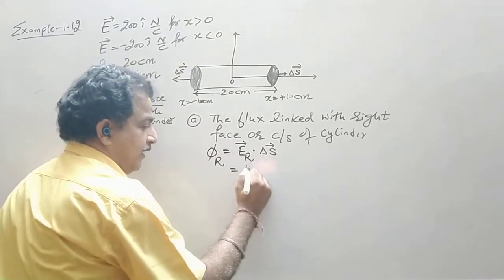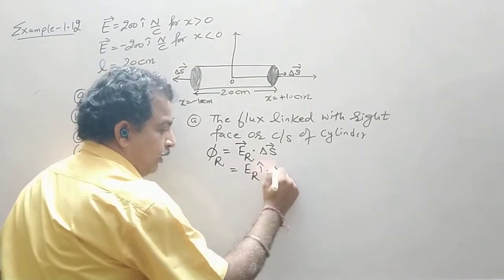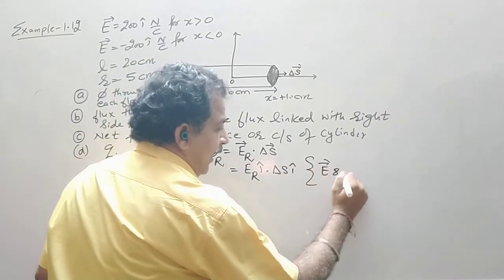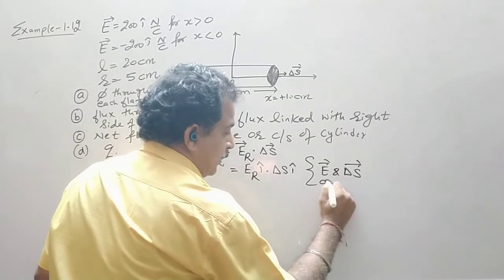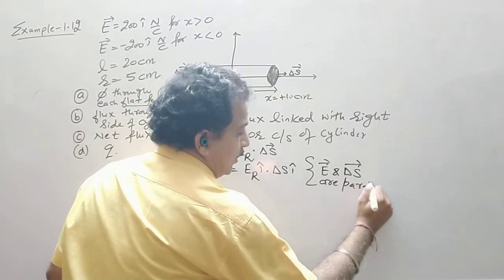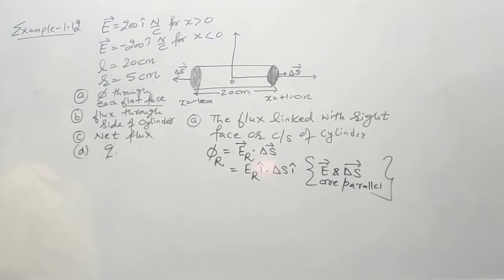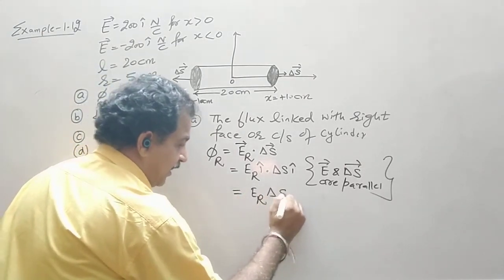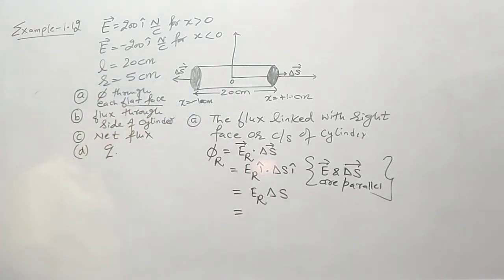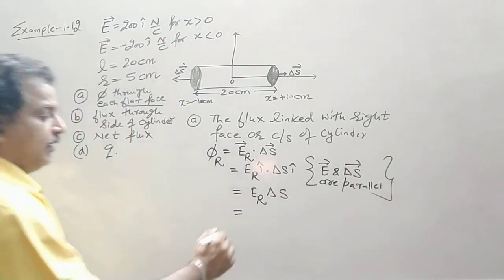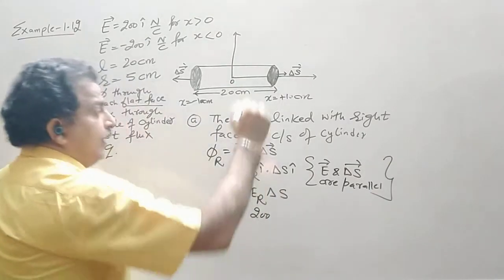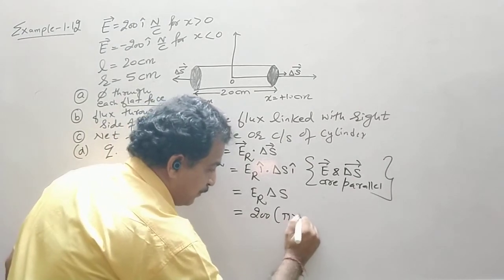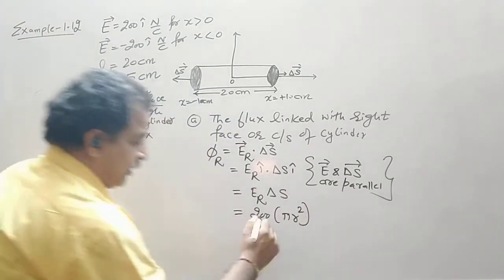So this can be written as E_R i dot delta S i, that is, E vector and delta S vector are parallel to each other, or they are in the same direction. i dot i is 1, so this becomes E_R delta S. Now the magnitude of electric field intensity is 200. The area of this cross section will be pi r square. So pi r square.